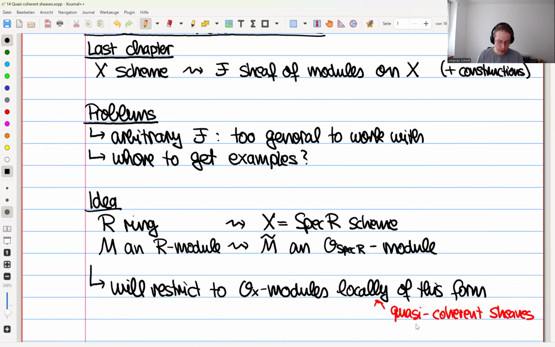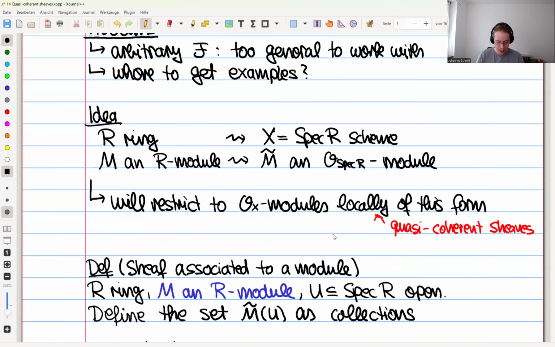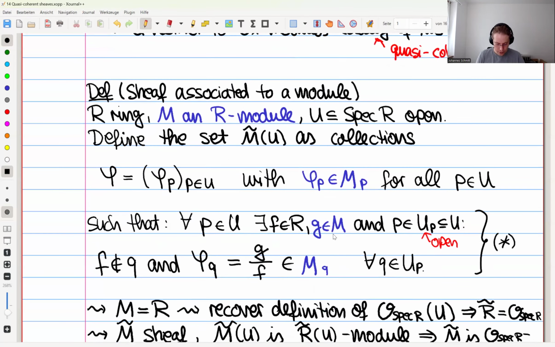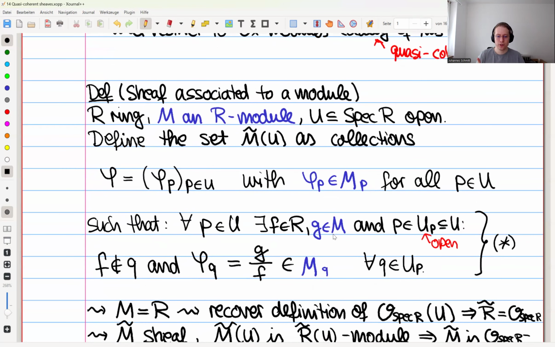And we will afterwards restrict to O_X-modules which at least locally, which means on the cover of an arbitrary scheme by Spec R_i's, are of this form, and these will be the quasi-coherent sheaves from the title. And so now I present the definition, and you should think about whether this definition seems familiar to you.